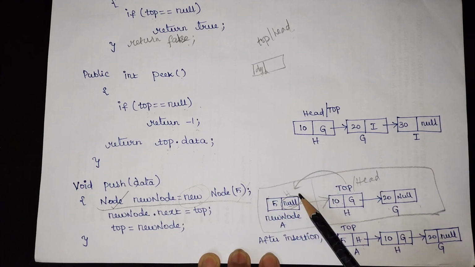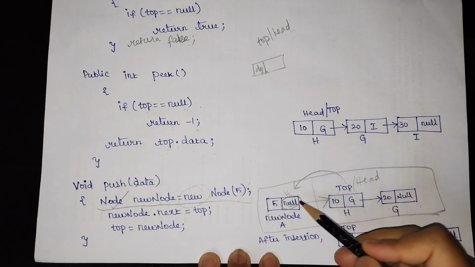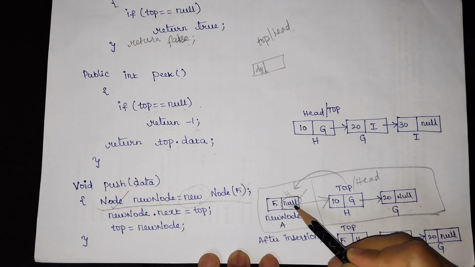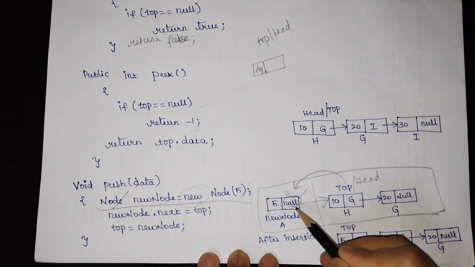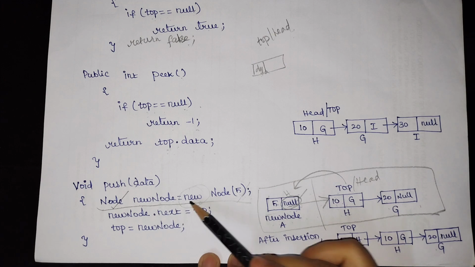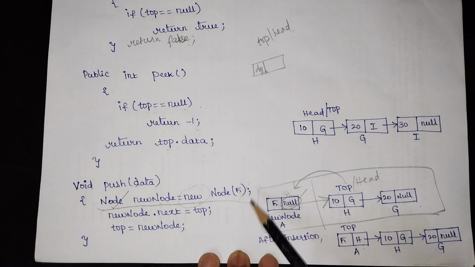So this is how a new node will be created with the data value 5, and the name of the node is new node. And what will be the address? We already initialized the next value as null, so it is automatically assigned as null here. Now a new node is created. After a new node is created, what is my next step?